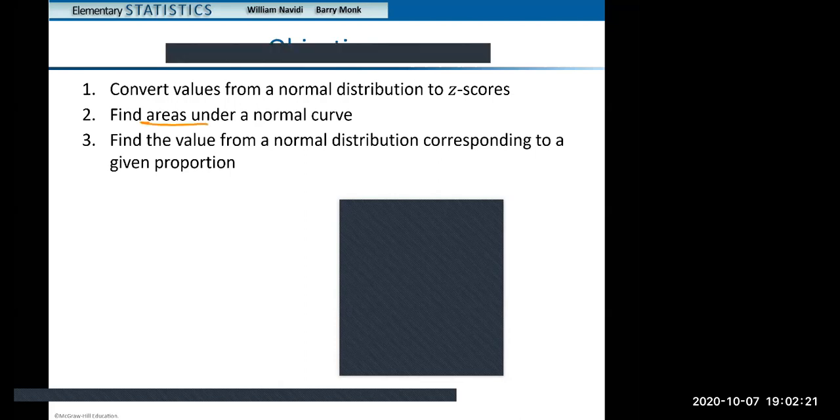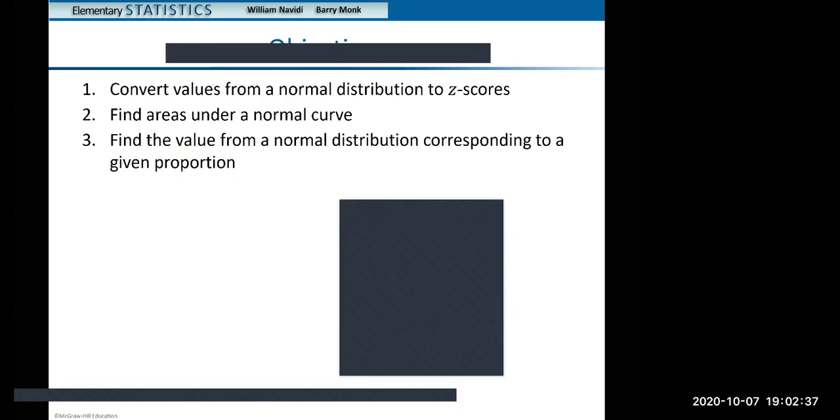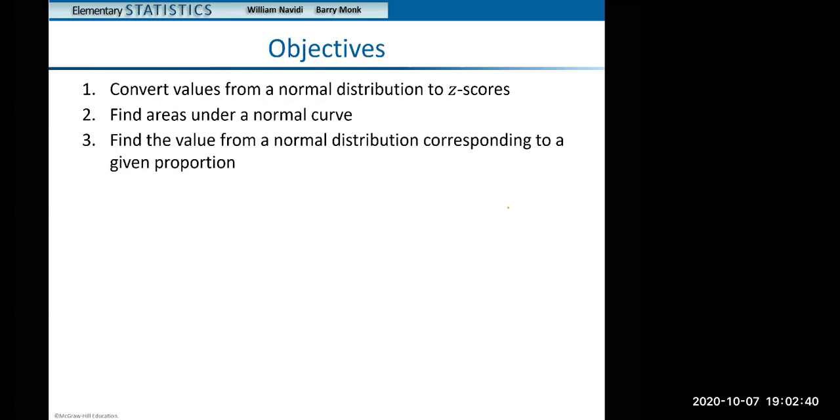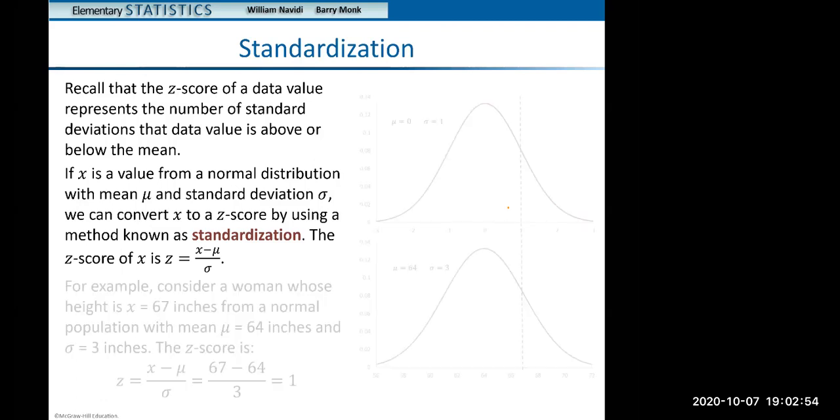Find the areas, meaning normal CDF. Find the value corresponding to the given proportion. So meaning this is the area, meaning you have to use inverse norm. All right, so the formula for the standard normal z-score is x minus the mean over standard deviation.